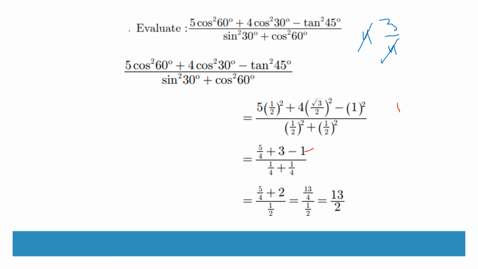Taking the regular LCM, 5 by 4 plus 2, you can simplify to 5 plus 8 by 4. That is 13 by 4, divided by 1 by 2. From this, 13 by 4 into 2 by 1, 2 ones and 2 twos cancel. That is 13 by 2, which is our answer.